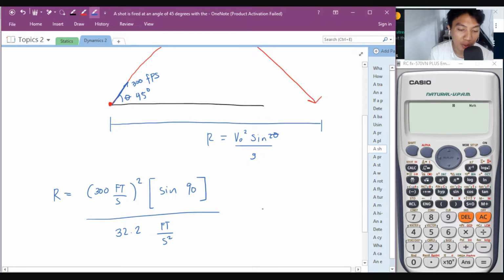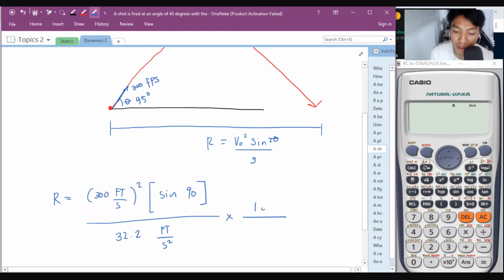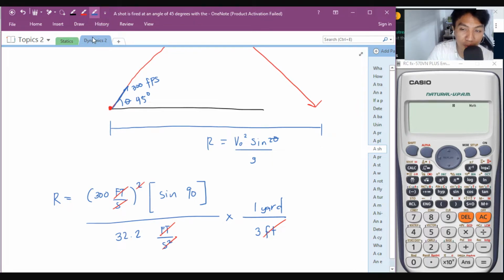Now, we have to calculate the range in terms of yards. So, we have to use the conversion factor. 1 yard is equal to 3 feet. We cancel all the same units, yung feet squared, feet, second squared. And we may proceed with the calculation of the value.